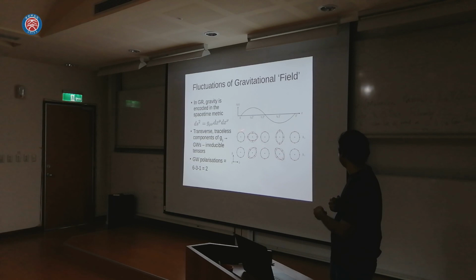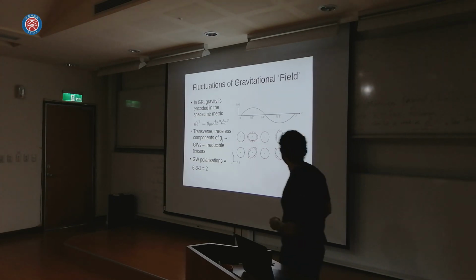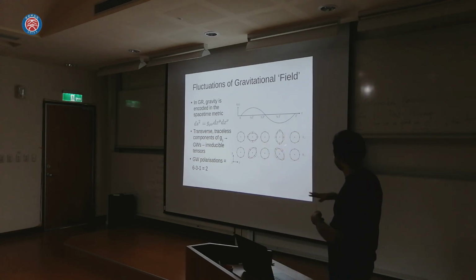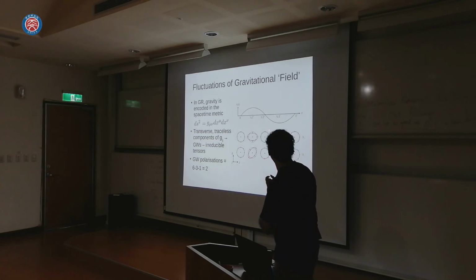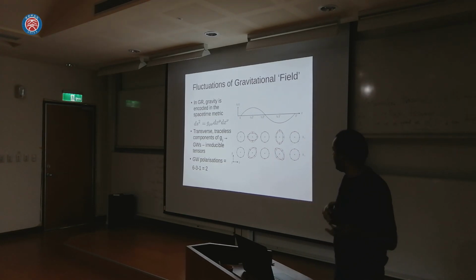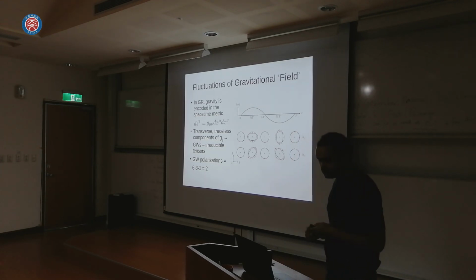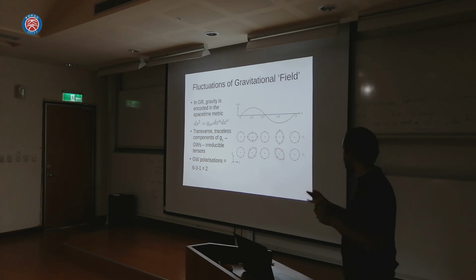One is the plus polarization, which causes this kind of distortion for a ring of particles, and the other one is the cross polarization, which causes this kind of distortion. We can also consider linear combinations of these, the left-handed circular polarization and the right-handed circular polarization, just as in the case of electromagnetic waves, and I will use those later on in the talk. So we have two polarizations of gravitational waves.